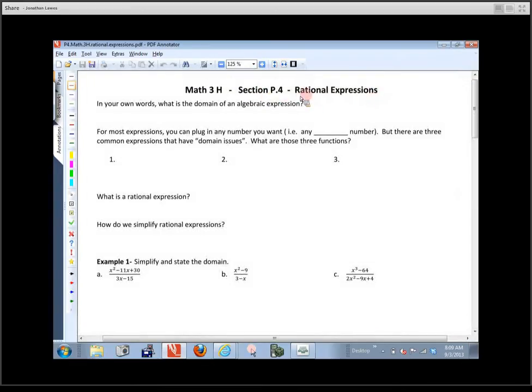And what's the root word here? Ratio, okay? Now, what's a ratio again? A fraction, okay? So it says, in your own words, what is the domain of an algebraic expression to start off with? What's the domain of an algebraic expression?